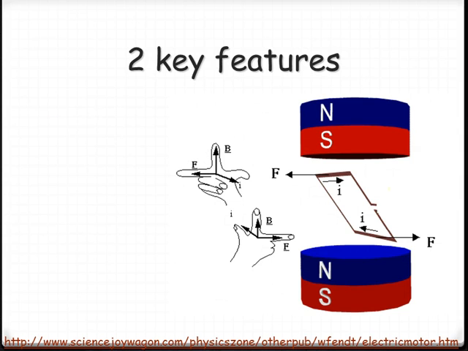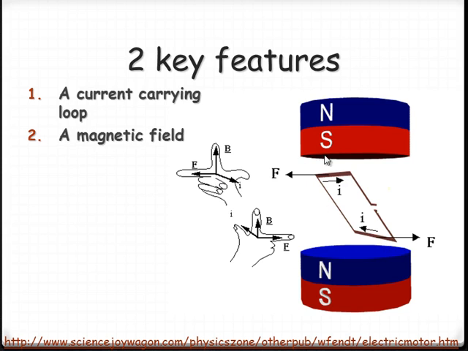So the two key features that we have are the current carrying loop, so we've got our loop here carrying a current, and we've got a magnetic field. That loop needs to be in a magnetic field where part of that loop is perpendicular to the magnetic field, so that current can experience a force. We've got a diagram here showing current travelling there, magnetic field up there, and so therefore the force is out that direction. And then the same down the bottom, we experience a force in the opposite direction.